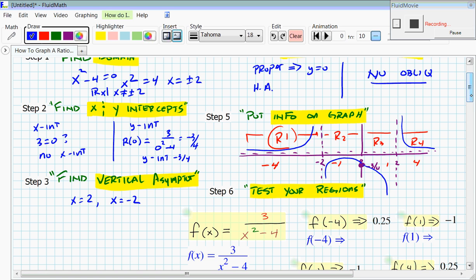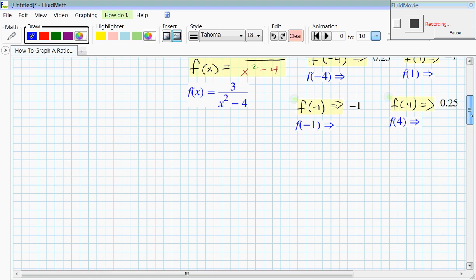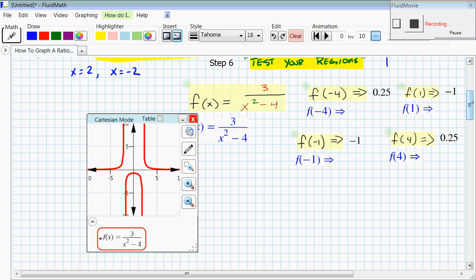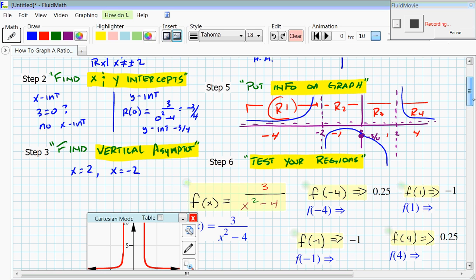Yeah. Then at the very end, okay, you can graph this on your calculator and see. So let's see if I can do it from here. Mode. So our graph looks exactly like the one that we sketched.